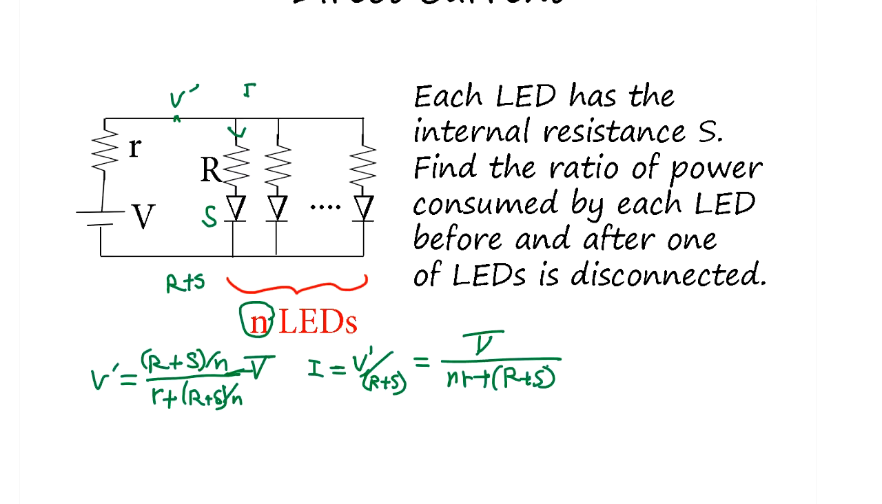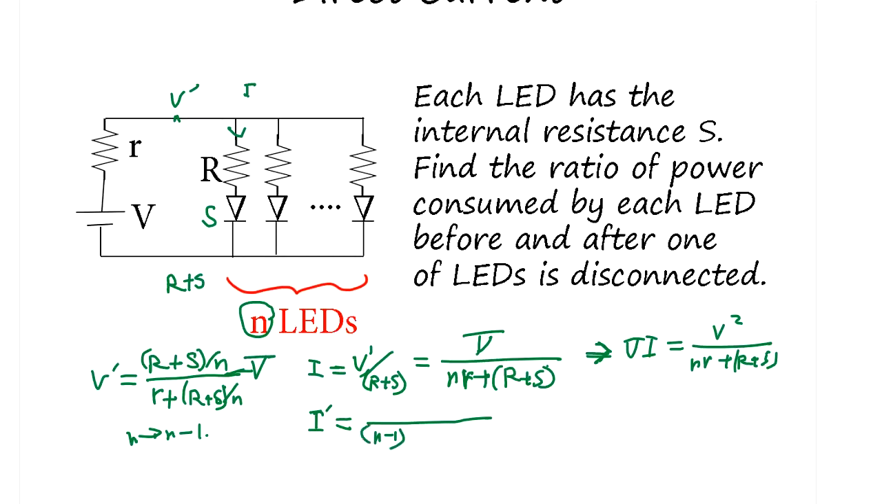Okay, so one of them turns off, so N changed to N minus 1. So the power consumption here is VI, so it's V squared over NR plus R plus S. What happened to the current once it's turned off? It's going to be V over N minus 1 R plus S.